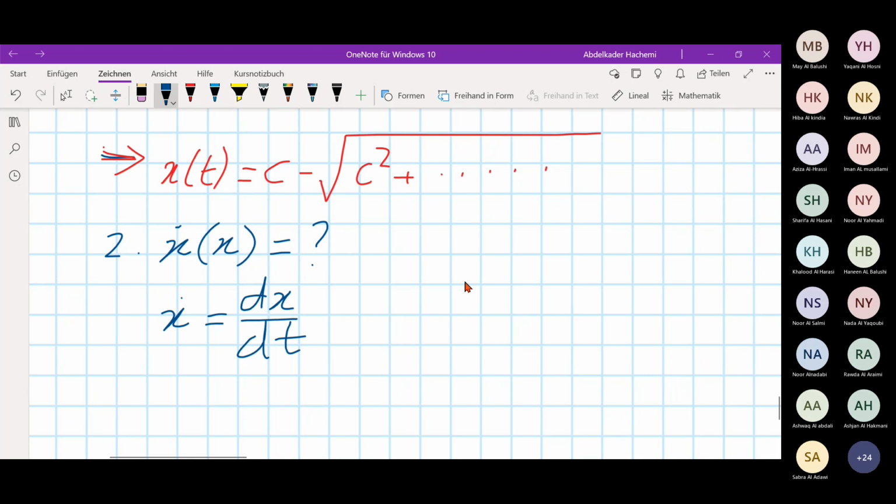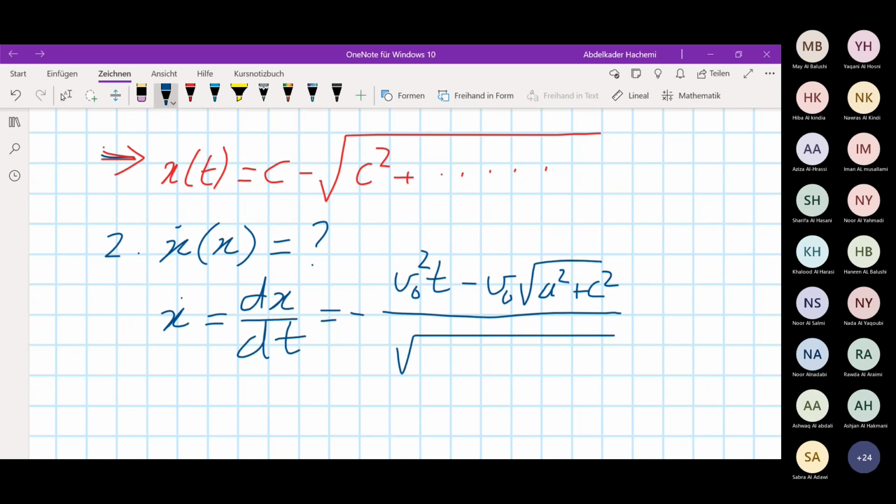Then we get that this will be equal to minus V0 squared multiplied by (t minus V0), over the square root of A squared plus C squared, divided by the same term here, C squared plus and so on. This is the expression.